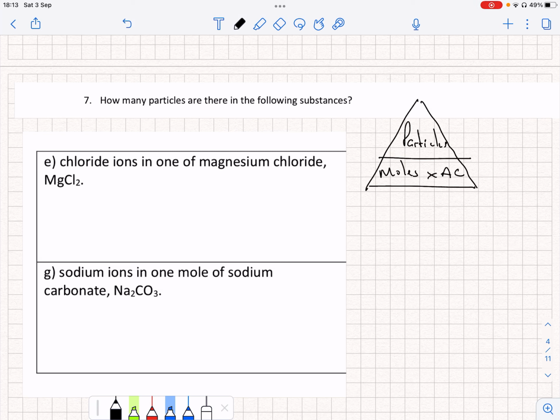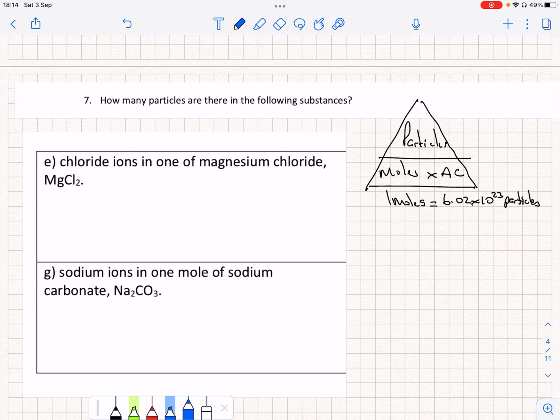So whenever we talk about particles here, we're referring to Avogadro's constant, which, if you remember, and we always get given this information, we don't have to remember it, but 1 mole of any substance contains 6.02 times 10 to the power 23 particles, and that value is Avogadro's constant. So to do this, we've got our triangle. Particles is moles times AC. And a little bit of thinking on this one.